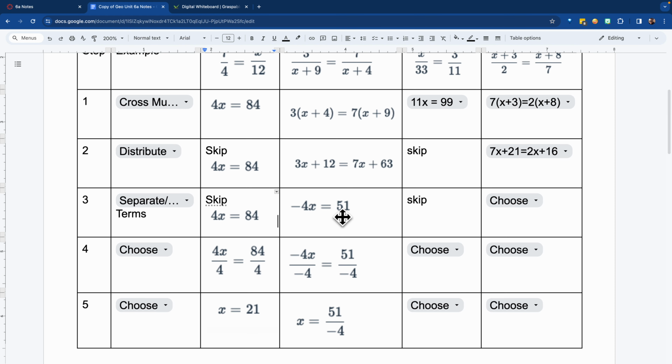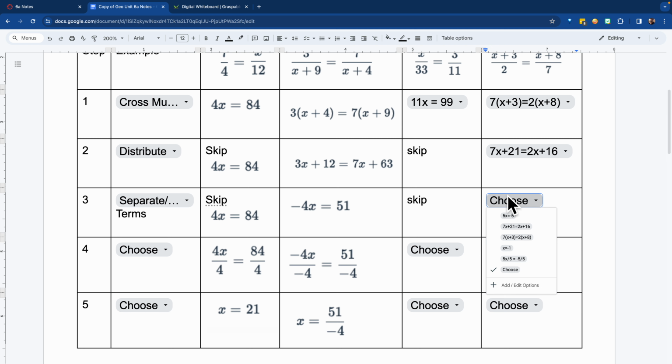So I have negative 4x equals 51. Similarly, on this very last one, it's going to be 5x equals negative 5, where I have the x's subtracted or added to one side and the numbers subtracted or added to the other side.